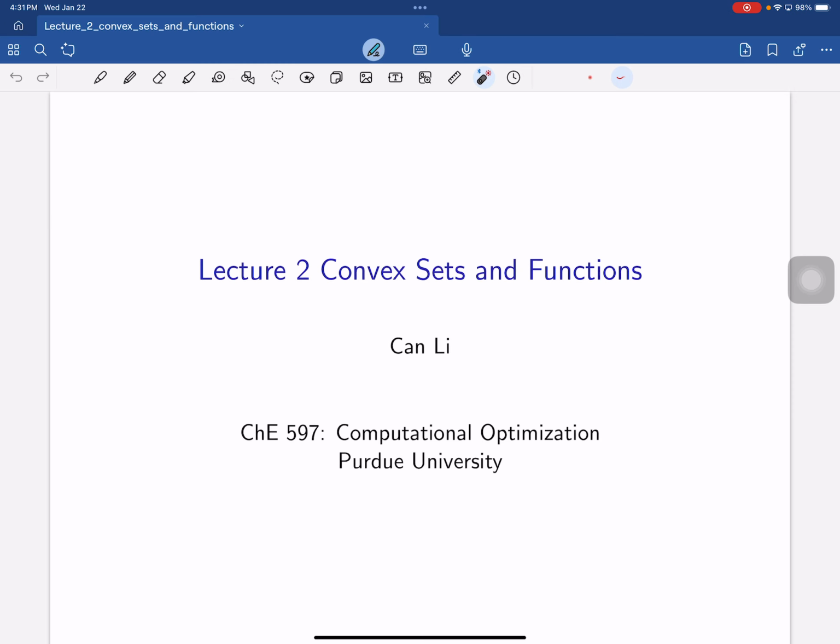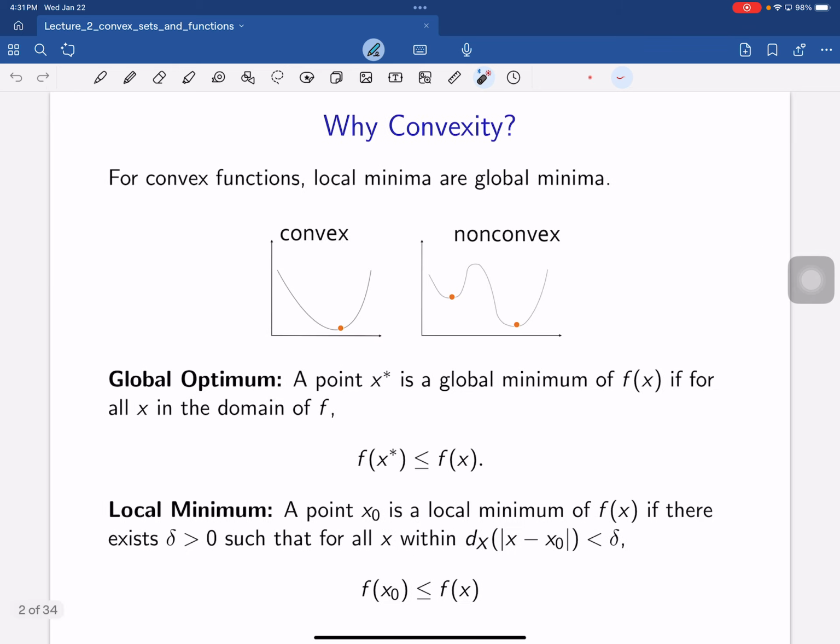Okay, so today we will talk about what is called convex sets and functions in optimization. First of all, why do we care about convexity in optimization? Actually, what matters more in optimization is convex versus non-convex, rather than linear and nonlinear. There is a particular reason for that. I will first explain in the first few slides why we care so much about convexity.